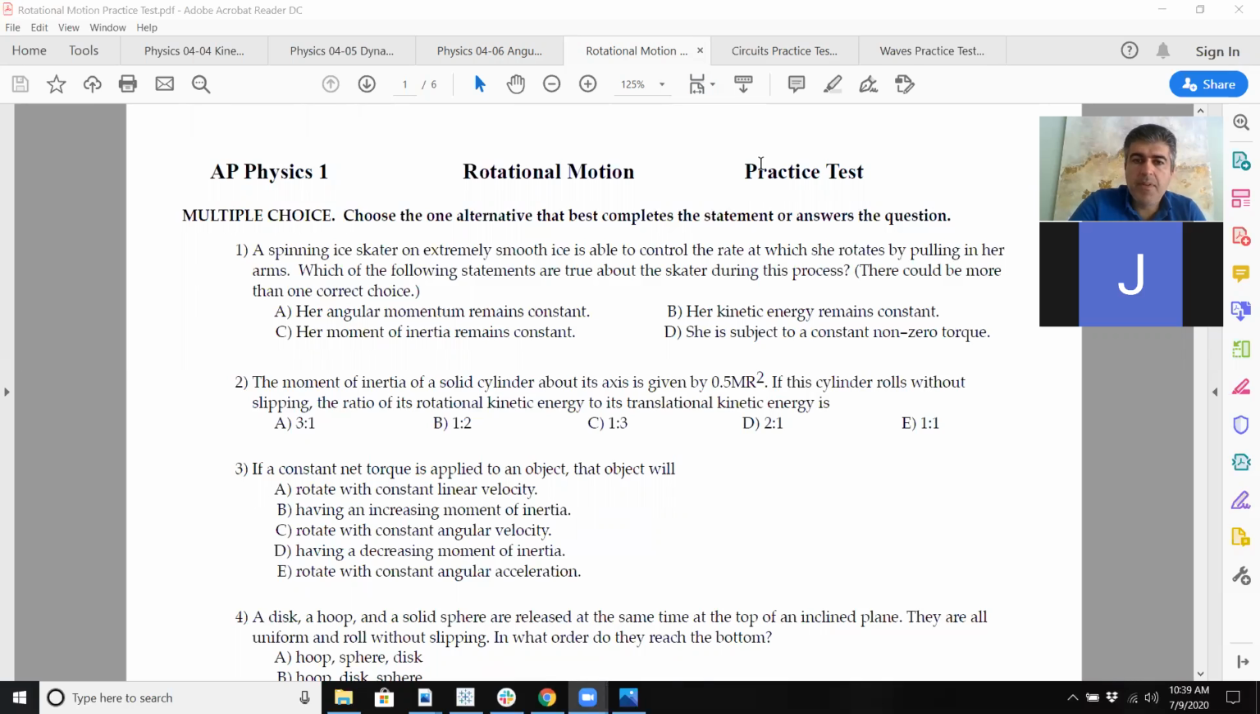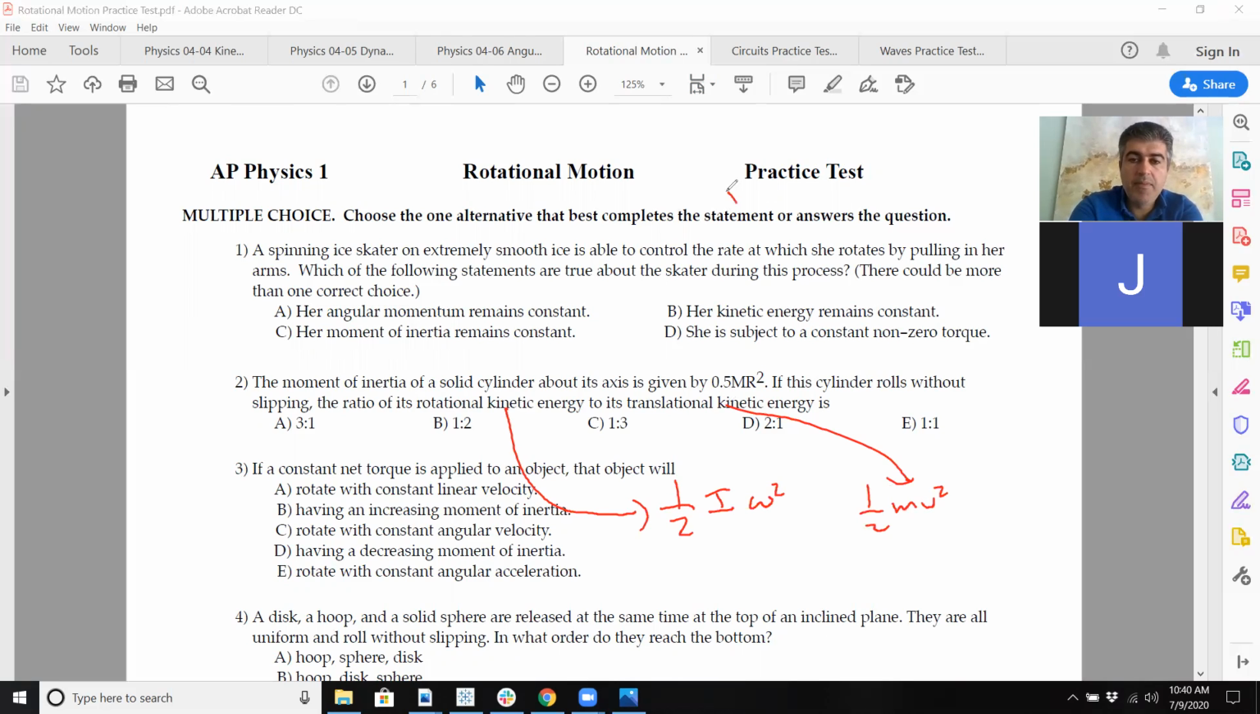Okay, so let's look at 2. The moment of inertia of a solid cylinder is given by the following equation. If the cylinder rolls without slipping, what is the ratio of the rotational kinetic energy to its translational kinetic energy? Now remember, translational kinetic energy is 1/2 mv squared. You know this, right? So here's what we do. I can put a problem like this too, and it could be a little tricky. 1/2 I omega squared is the rotational, and this here is 1/2 mv squared.